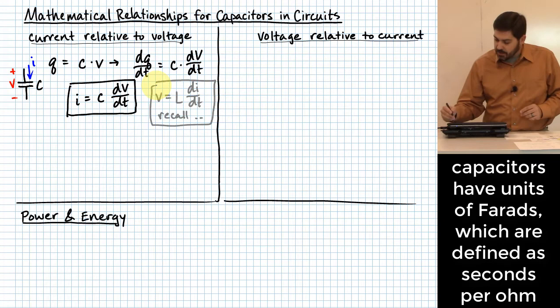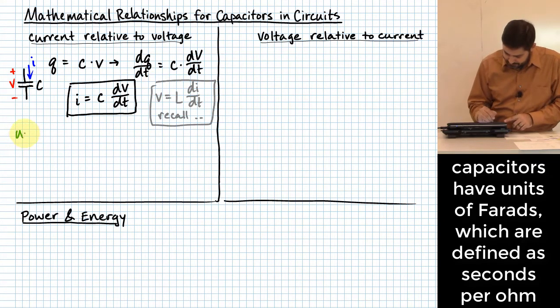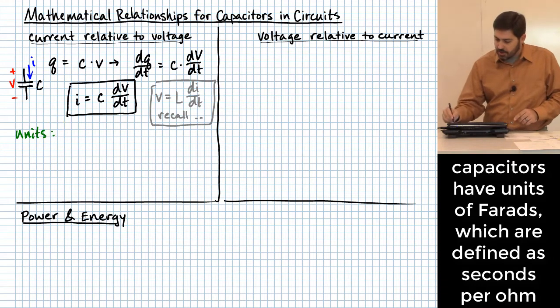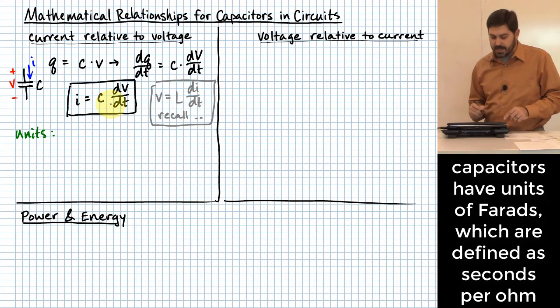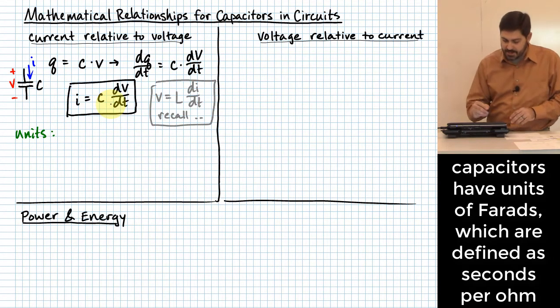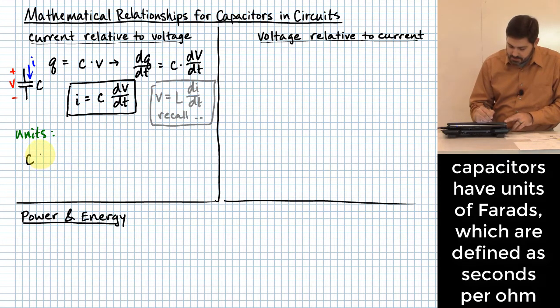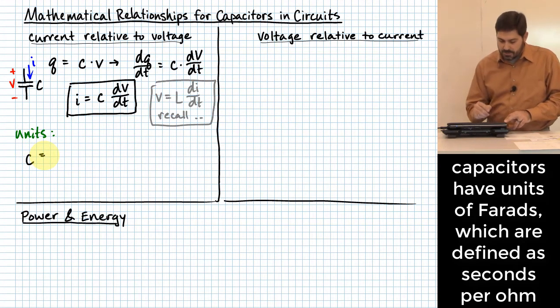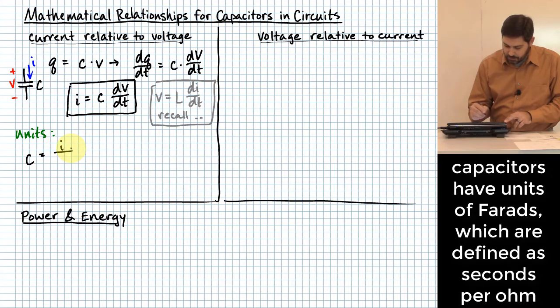Let me make a quick note here about units. To start off, let me rewrite my equation that I had right there, where I just isolate C on one side. So C is going to be equal to I over dV dt.